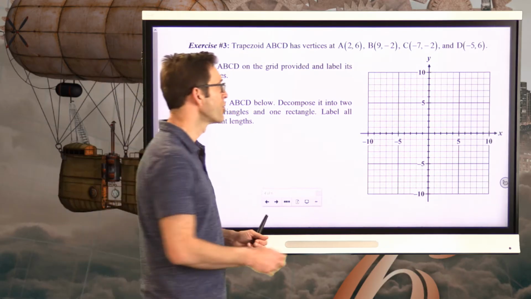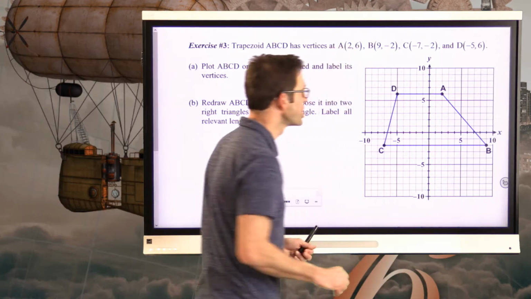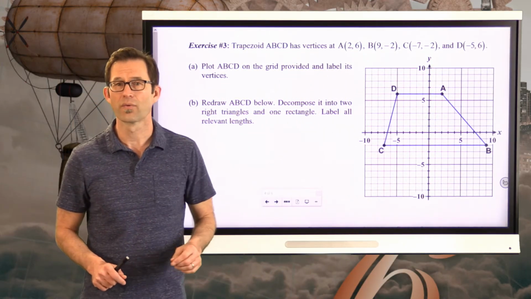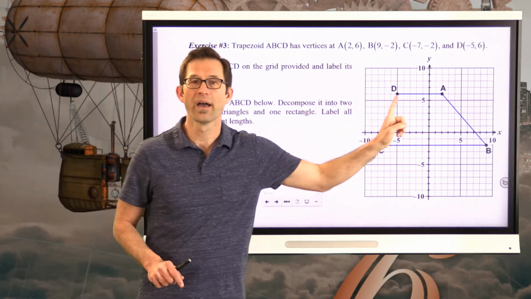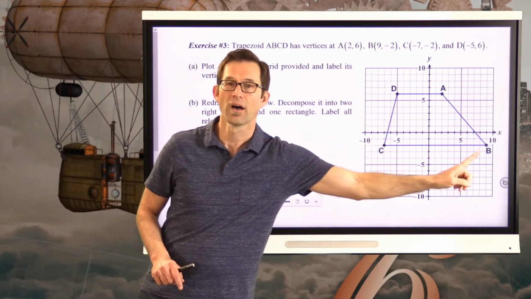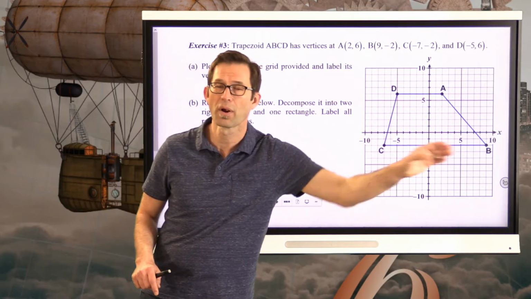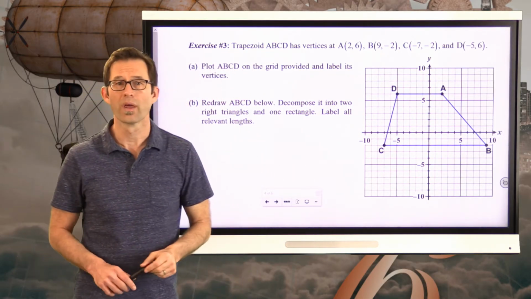All right, well, for me, I wanted to save us a little bit of time, so I just pre-plotted it. Anyway, there we have it, right? Nice trapezoid. We've got side AD and side BC parallel to each other. These two sides obviously are not parallel to each other, so here we go.